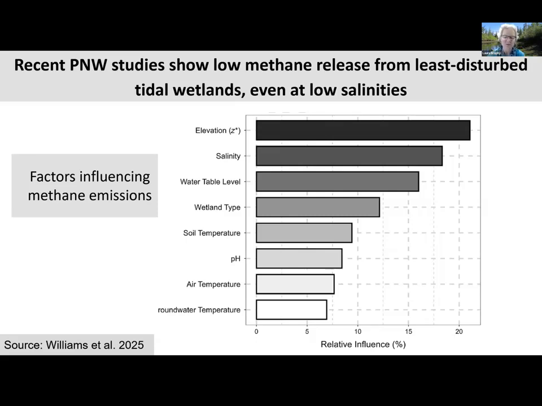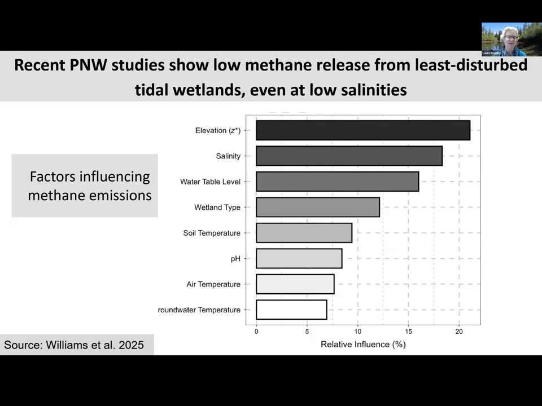And this was developed from field data from 26 tidal wetland sites in the Northwest. And as you can see, salinity is pretty high on the list of factors influencing methane emissions, but it's not the top factor. Elevation and water table level both were very important, and when you combine those two to think about soil hydrology, that outweighs salinity by quite a lot.